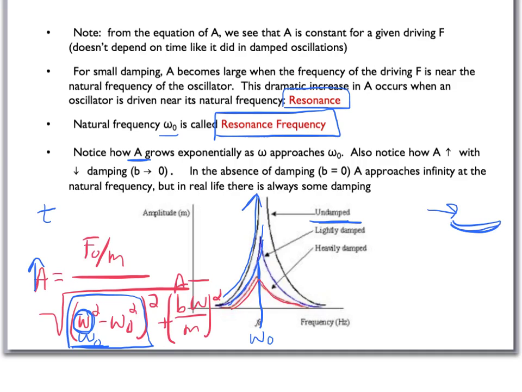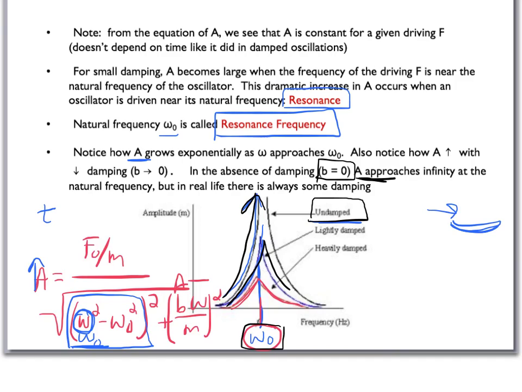So with more damping, you still see a peak happening at omega naught, but that peak isn't as high. With less damping, you see the peak getting bigger and bigger. And in fact, if you had something that was completely undamped, if there was no b value at all resisting the motion of this oscillator, then your A value is actually going to approach an infinitely large number when you approach the natural frequency omega naught. Again, this is the idea of resonance.